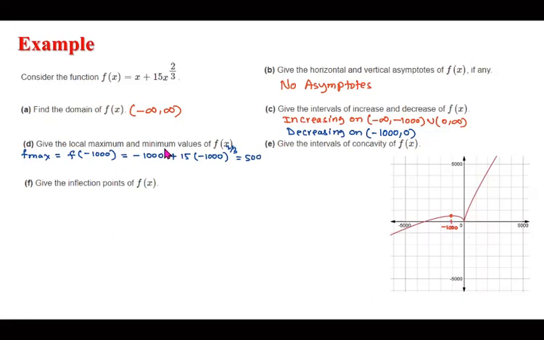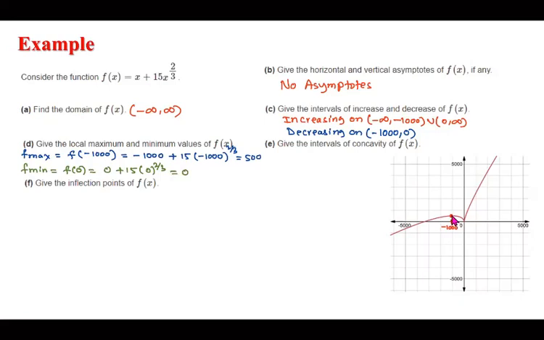And then for the minimum, you can see that the function is decreasing here and then increasing. If the function is decreasing and then increasing, we have the minimum value there. The minimum value occurs at 0. If you look at the graph, the minimum value is 0, because this point is 0, 0. You can write it directly by looking at the graph, or you can plug 0 into that function: 0 plus 15 times 0 raised to 2/3, which is also equal to 0.